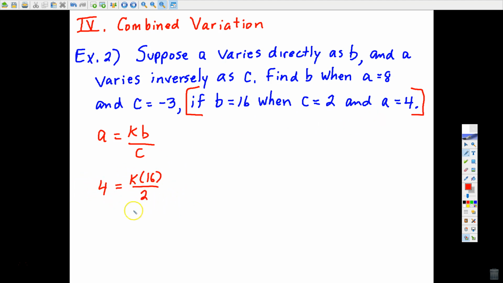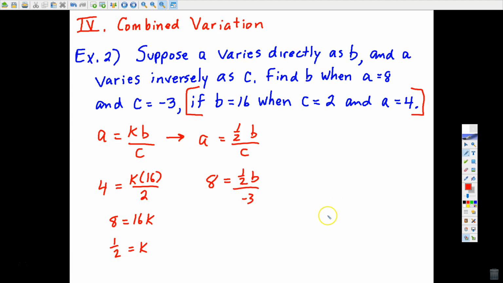Solve for K. Alright, multiply by 2 on both sides. Divide by 16 on both sides. And we got K is the same as what it was in the previous problem. So I'm going to write this using 1/2 plugged in for K. And now I'm ready to find the final answer, which they want to know what is B if you replace in your function, if you let A be replaced with 8 and C be replaced with negative 3.